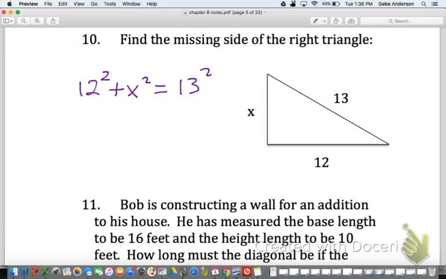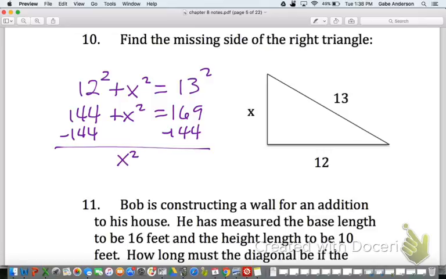Okay, let's simplify. Let's see if you guys can remember this. 12 squared. Anybody remember? 144. 144, that's right. And what about 13 squared? That is right. So if we're going to try to solve this for x to find the missing side, wouldn't we have to subtract 144 from both sides? So when you do that, 169 minus 144 is 25.